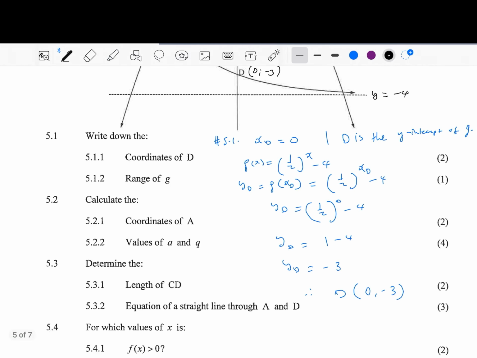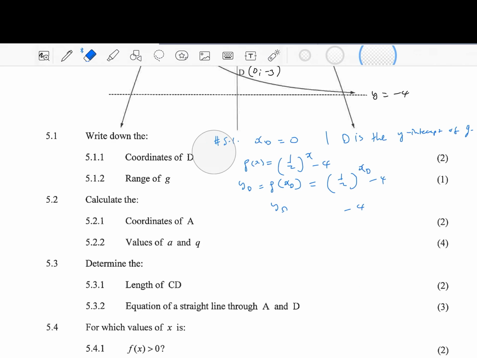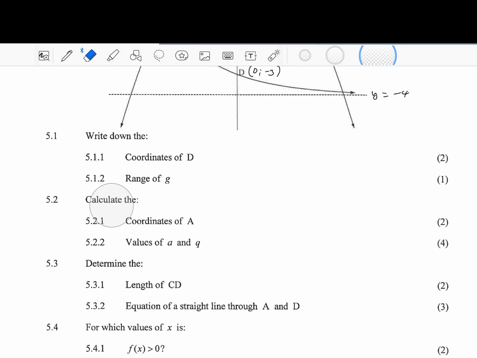And you get your marks. 2 marks, so you get 1, 2. That's how you get your marks. And from here, let's wrap this off.